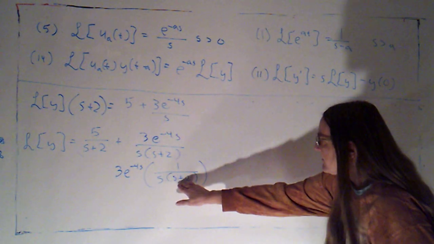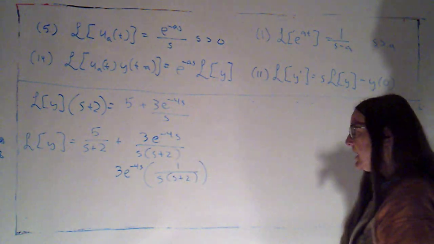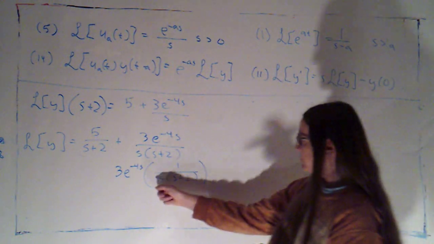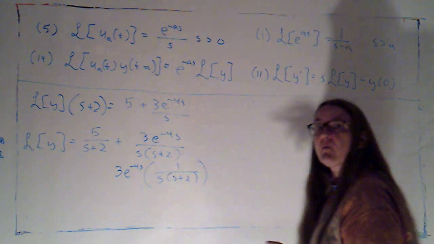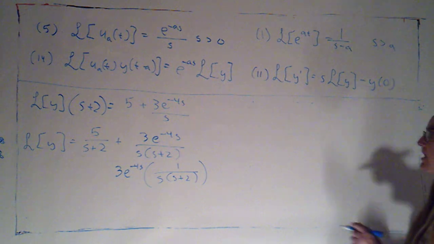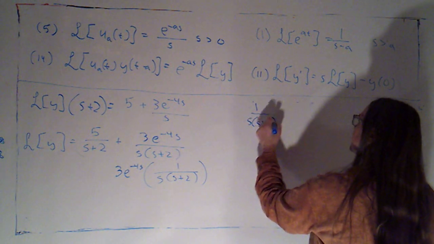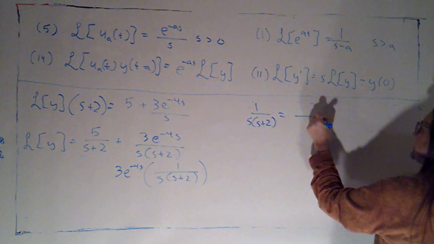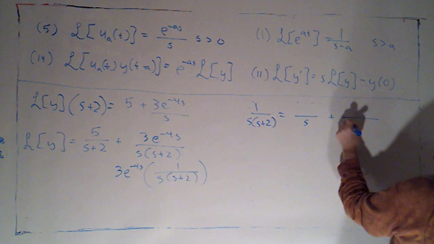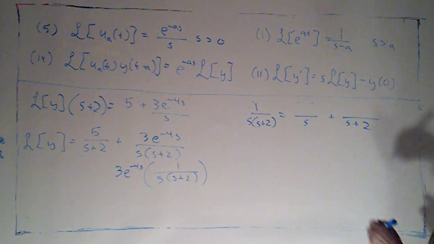Now, I'm going to just do some side work to work with this piece right here, because I don't like having a fraction with 2 factors on the bottom. I want to use partial fractions to get it to be 2 pieces that look like that. So I'm going to say 1 over s times s plus 2. That's 2 linear factors. So that's going to be 2 fractions whose denominators are s and s plus 2.